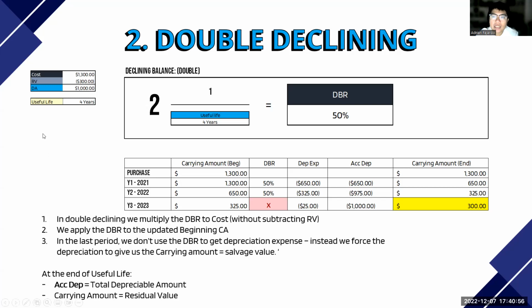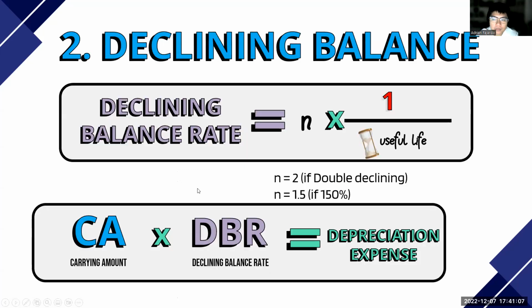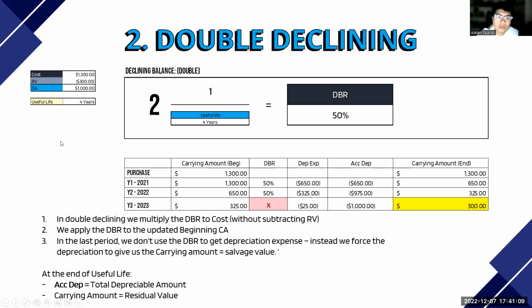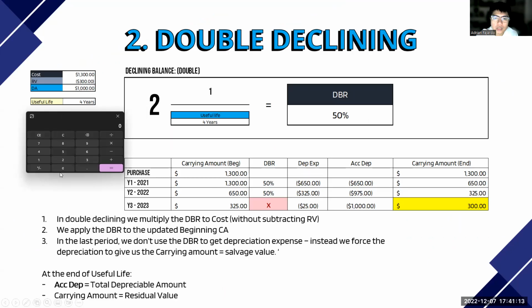And how do you do that? Since double declining, our N is equal to 2. 1 over the useful life of 4 years is 1 over 4. So honestly, if you compute that, 2, 1 divided by 4, 25% times 2, you get 50%. So our DBR is 50%.